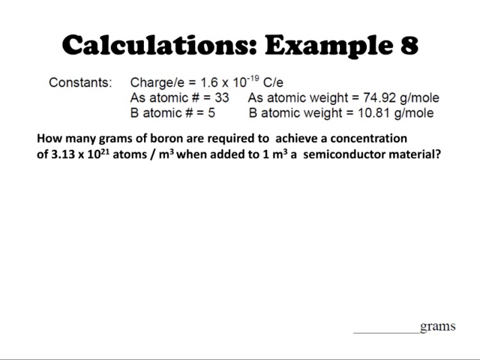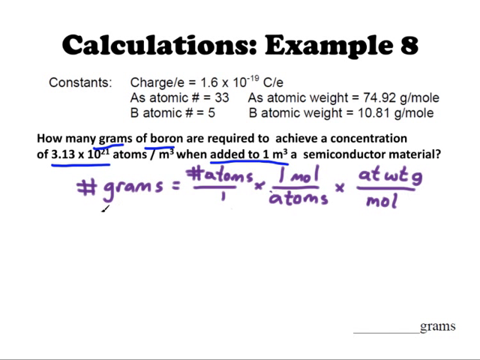Calculations example 8. How many grams of boron are required to achieve a concentration of 3.13 times 10 to the 21st power atoms per meter cubed when added to a 1 meter cubed semiconductor material? To solve this problem, we're going to use some dimensional analysis. So if we're looking for the number of grams, we need to know the number of atoms of boron that we are adding to the semiconductor material.